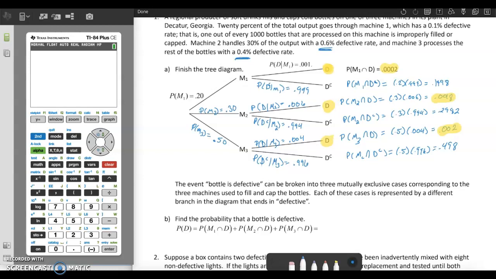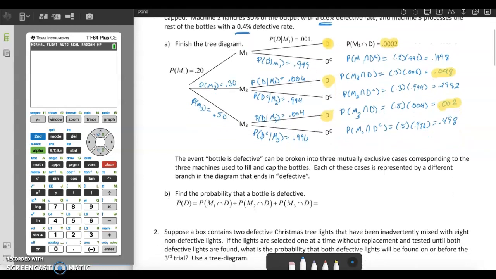To find the probability that any bottle is defective, in this case, that would be 0.0002 plus 0.0018 plus 0.002. And if we add all of those together, we get 0.004 or 0.4%. So regardless of the machines, the probability that any one bottle is defective is 0.4%.